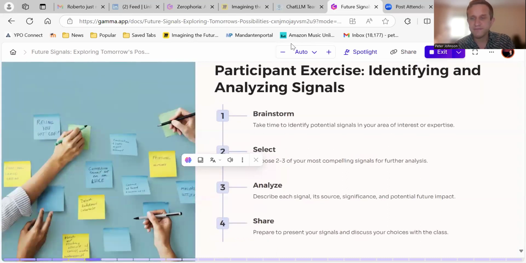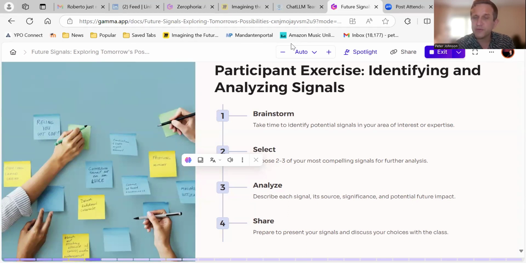So I've got an exercise. We went quickly through these parts, but now I'm going to have you all work on something. I want you to take, say, 3, maximum 5 minutes now, and identify potential signals in your area of interest or expertise. And then think about the 2 or 3 most compelling signals that you would want to analyze further. And we'll stop there and then we'll share what we found.